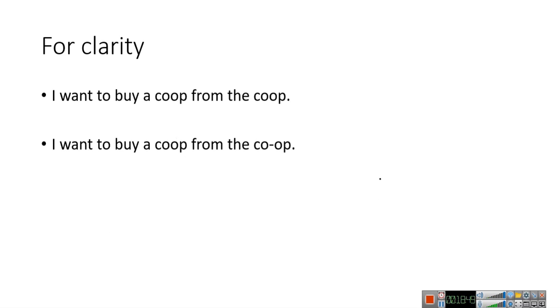So a coop is a little house in a farm where many chickens are kept. Okay, let's say these are chickens. This is a coop. And then we have this word co-op, which is a store owned by many people that sell many items. It's also called a cooperative store. But in short, in English, we have this word co-op, which is also very accepted and can be written as coop without the hyphen.